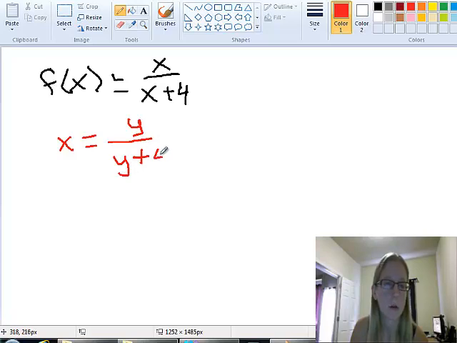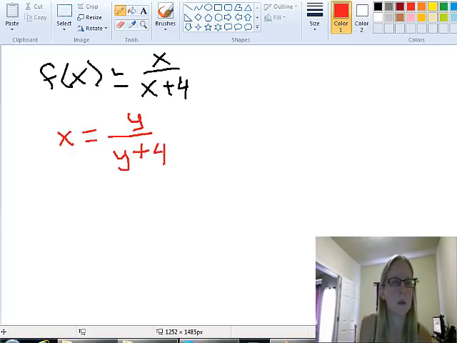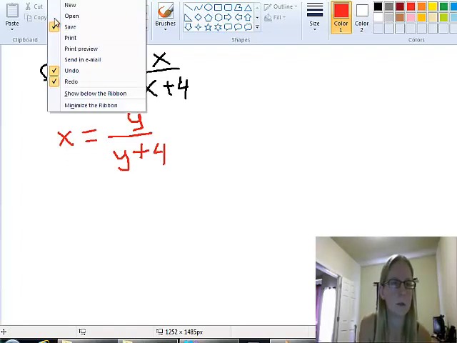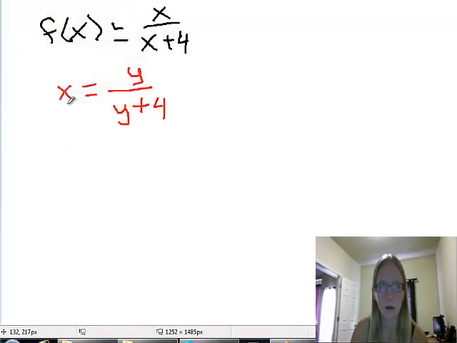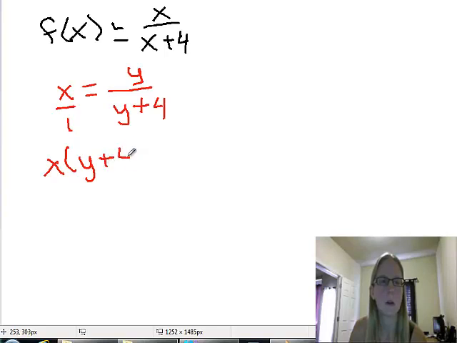This is one that's a little bit trickier to solve algebraically, so it's going to just take a little bit more time. So in this example, what we've got to do is eliminate the fractions. Always eliminate the fractions in an equation. So this is technically an x over 1, so I could in fact cross multiply this. I would end up with x times y plus 4 equals y times 1, which is just y.